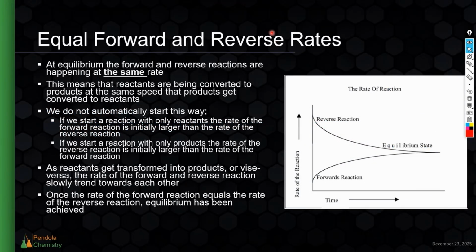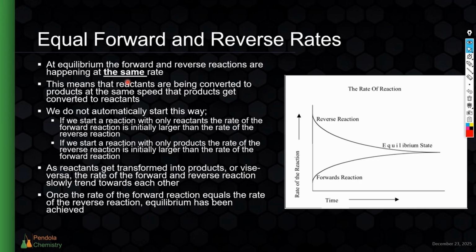The next characteristic of the equilibrium state, which kind of goes along with that, is that there's an equal forward and reverse rate of reaction. We will discuss rates in more detail in chapter 9, but rates are essentially how quickly the reaction is going, the speed of the reaction. At equilibrium, the forward and reverse reactions are happening at the same time, but also at the same rate. And that kind of plays into the whole dynamic equilibrium bit.